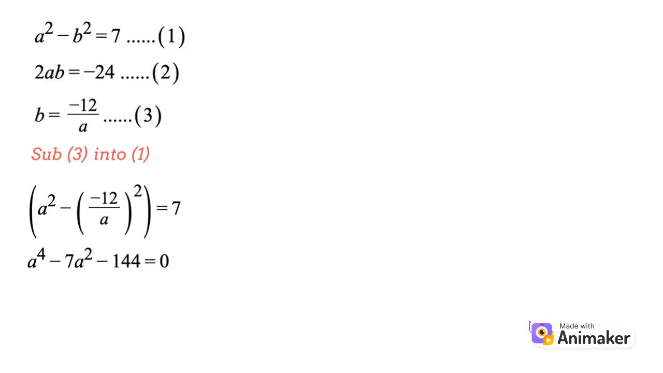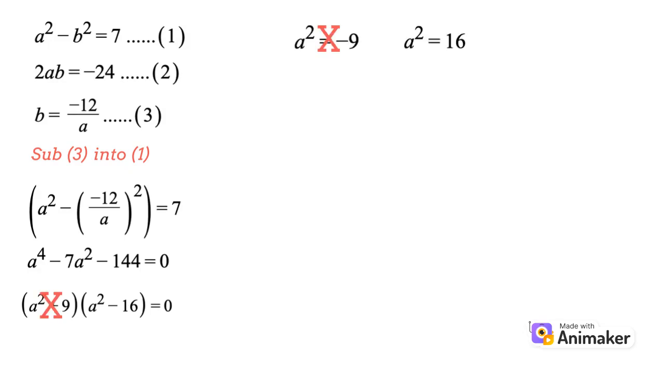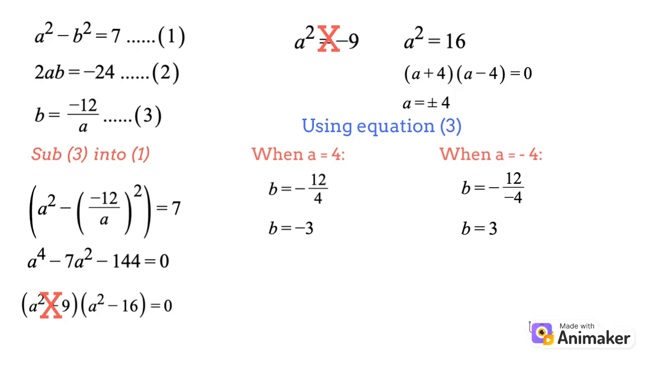Eventually, we will arrive at the equation a to the power of 4 minus 7a squared minus 144 equals 0. We can factorize this equation into two quadratics below, where we can reject a squared plus 9 equals 0, as it will give us imaginary a values. Now, by solving a squared equals 16, we can easily see that a can be either positive or negative 4. Using these values of a, we can quickly find the values of b using the simultaneous equations and arrive at the two complex numbers, 4 minus 3i and negative 4 plus 3i, which are the solutions to our problem.